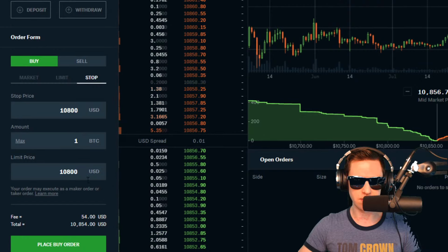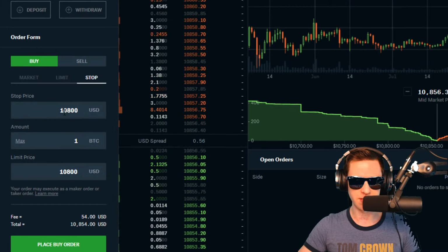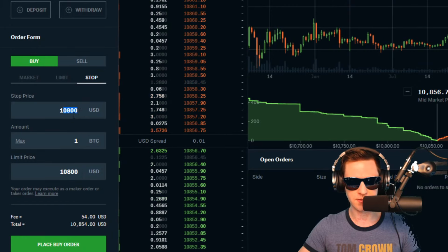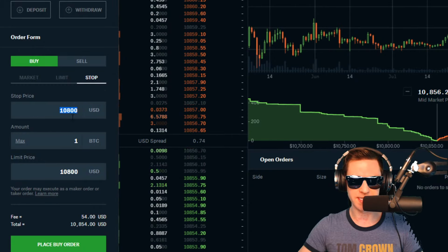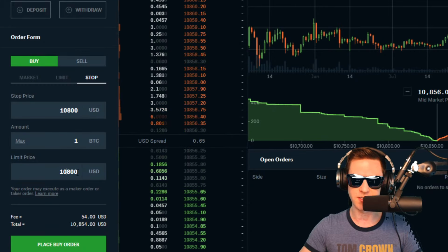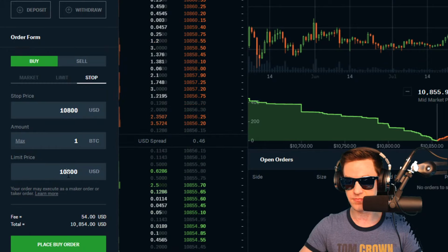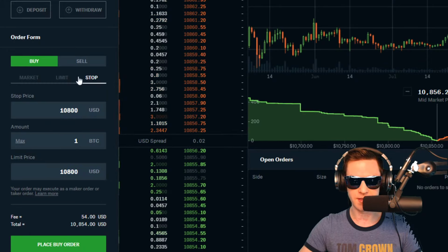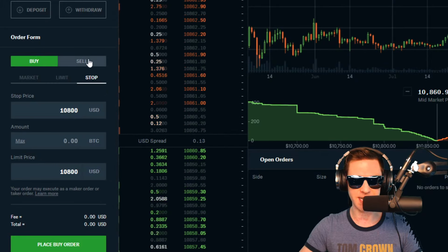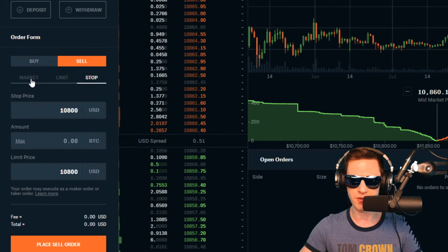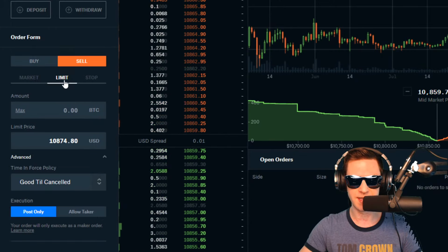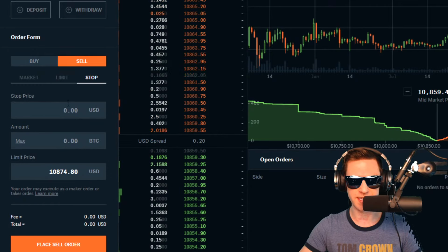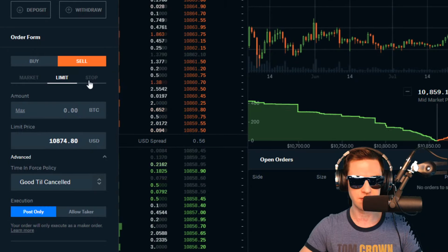And so once price reaches 10,800, it's going to attempt to execute your order at 10,800. That's the basis of a stop. A stop order is a market order. It is not technically a limit order. It can be filled as a taker.